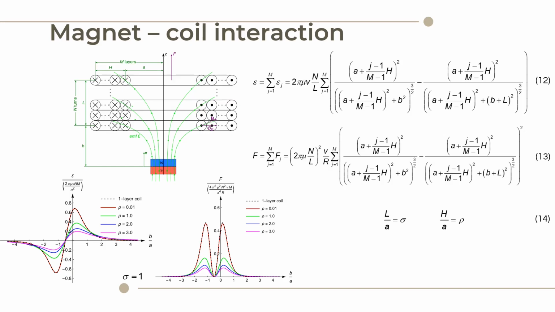Similarly, the principle of superposition can be applied to the magnetic force, resulting in equation 13, where sigma and rho are geometric parameters representing slenderness and rotundity of the coil. Relative relationships of the electromotive force of induction and the force of magnetic interaction are shown in the figures. Exemplary for sigma equals 1.